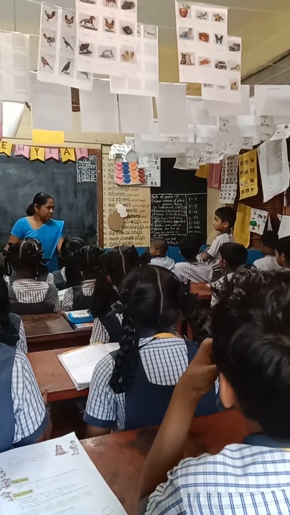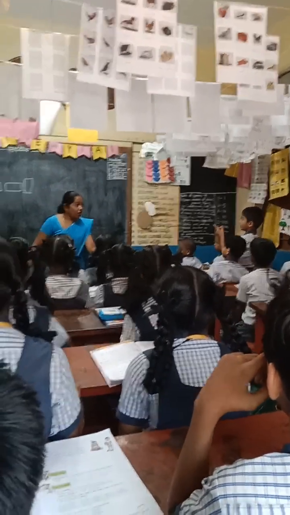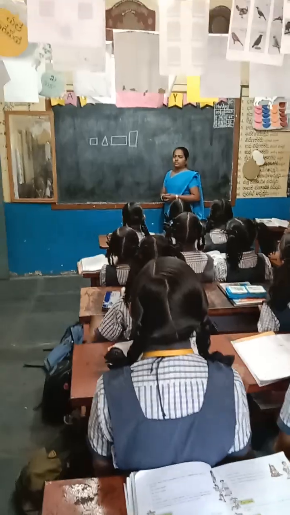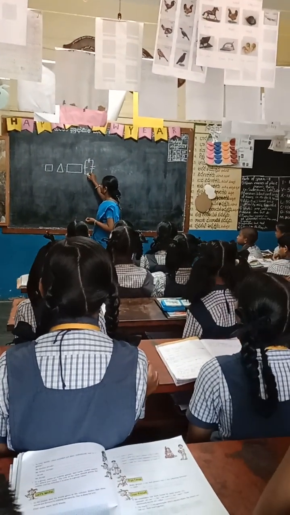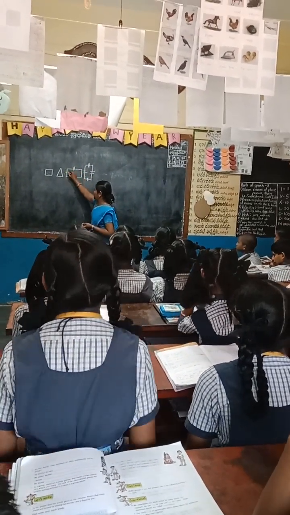In a square, all sides are equal. In a rectangle, opposite sides are equal.